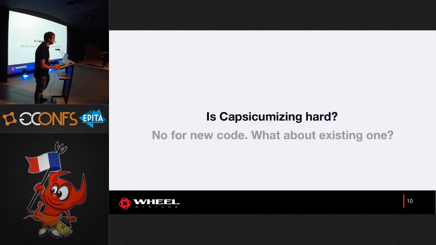So, is Capsicumizing hard? It's not, for new code. When we design everything with some separation, the implementation of Capsicum in our program is really, really easy. At Wheel Systems, we use it for almost all our processes, or for all our daemons, but we designed our ecosystem to support that. So what about existing code? Is it hard or not?